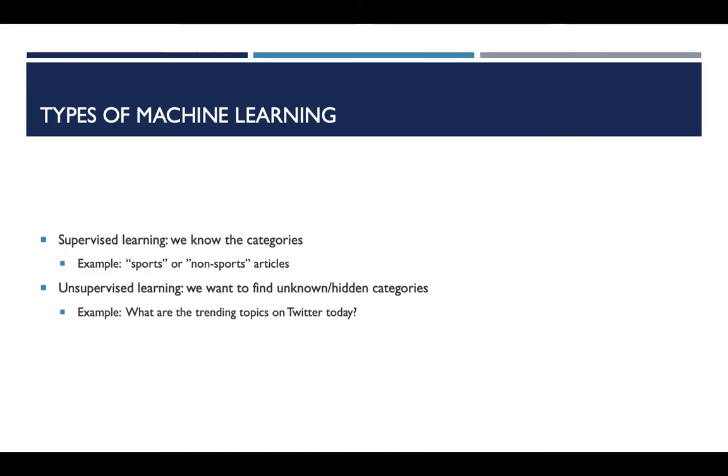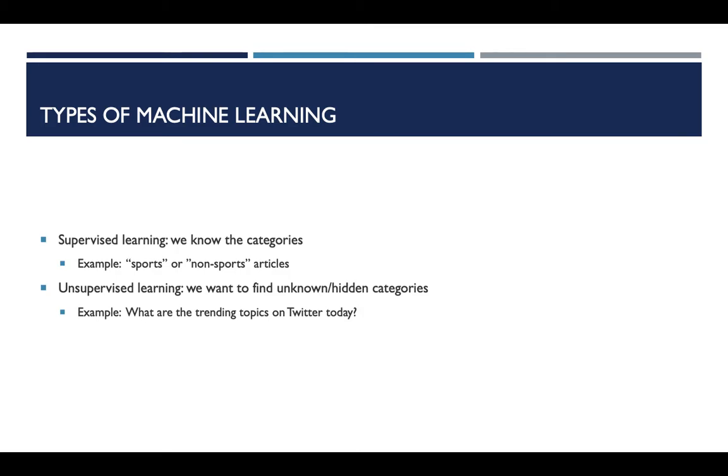It's spam or it's ham. It's a positive movie review or a negative movie review. It's a sports article or a non-sports article. Things like this, where we can tell the computer, here are the categories we're looking for. In unsupervised learning, we want to have the computer automatically categorize all the texts into unknown or hidden categories.